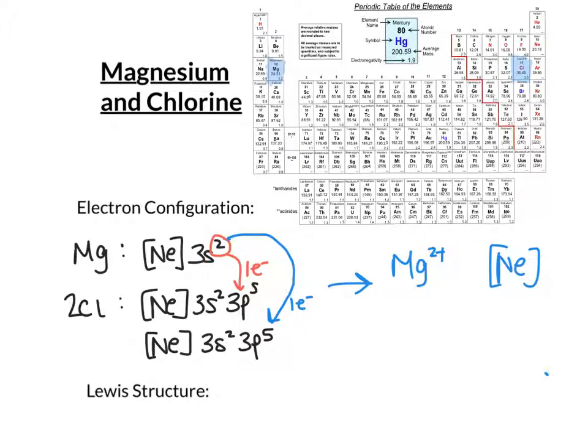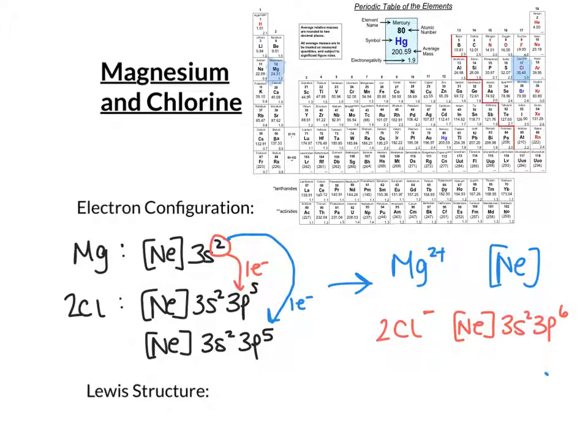Whereas chlorine, we have 2 of them. They each gained 1 electron, okay, so that's not 2 minus. Each chlorine gained 1 electron, so it has a 1 minus charge. Each one of them has a 1 minus charge. And their configuration is neon in brackets, 3s2, and instead of 3p5, 3p6. Okay, so neon configuration up here, magnesium 2+ is happy. Chlorine minus has the configuration of argon, also noble gas, so it's also happy.